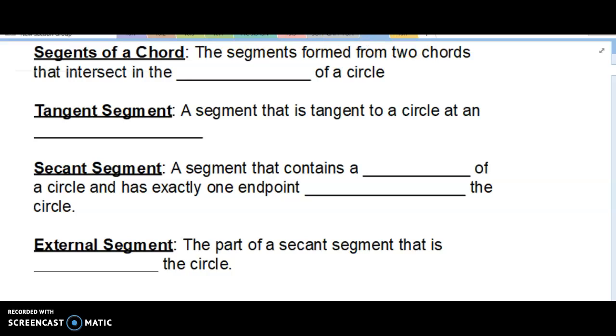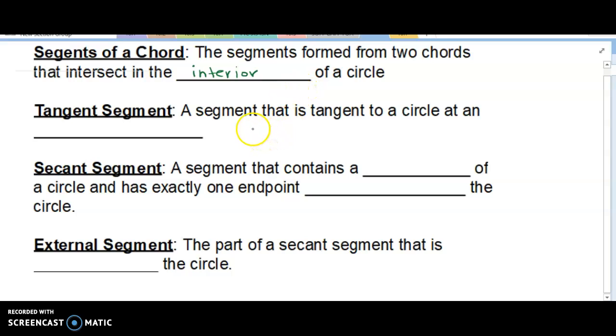All right, let's first go over some vocabulary. We've already covered this in this chapter, but they're just going to be more important in this section, so I wanted to cover it again just to make sure there was no excuse for not knowing what they are. All right, so segments of a chord. They're the segments formed from two chords that intersect in the interior of a circle.